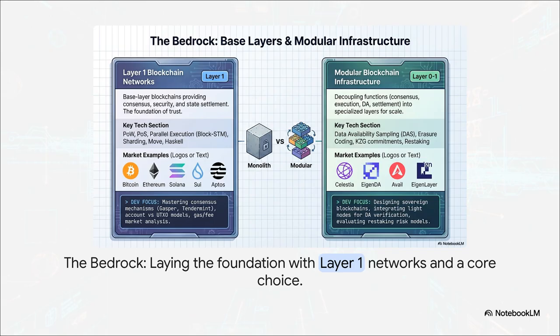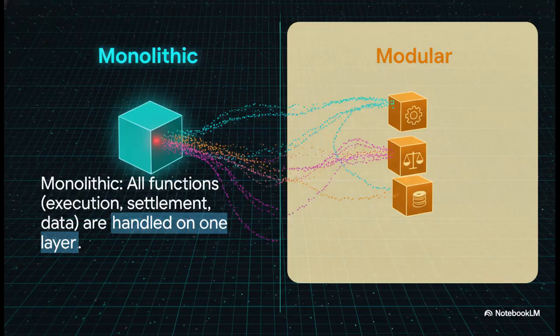But before we even pour the concrete, there's this huge, critical architectural decision we have to make. And this choice, it's going to define everything else we build on top. And here's that big choice. Do we go monolithic or do we go modular? Think of a monolithic chain, like Ethereum, as a single, super talented builder who tries to do everything. The execution, the settlement, making sure the data's there. It's really robust, for sure, but man, it can get congested.